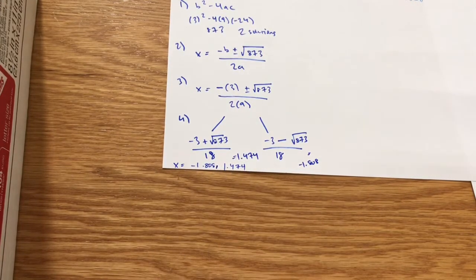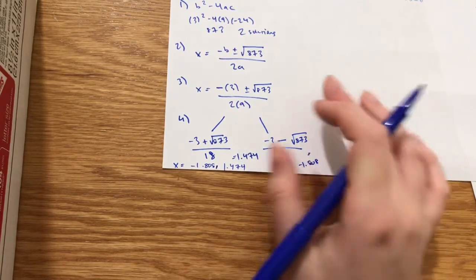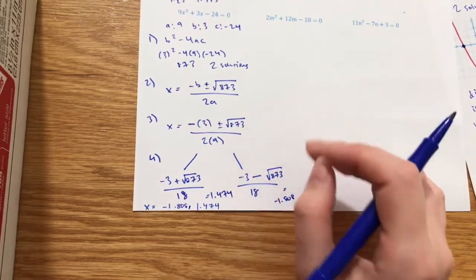But that's where it crosses the x-axis. That's the 2 places where your quadratic crosses. And that's why we have the quadratic formula, because it's decimals and they're not super friendly.